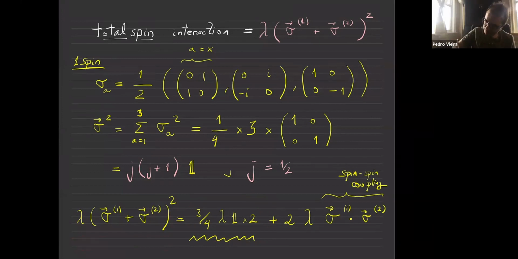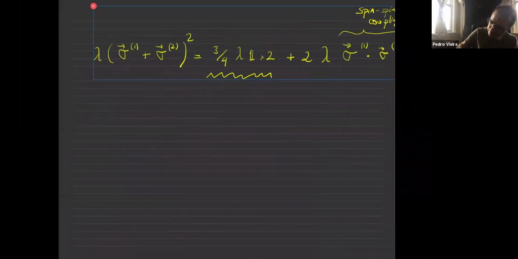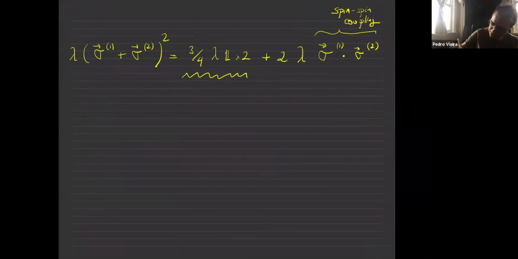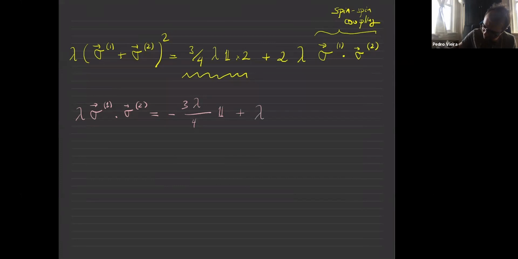And so let's copy this and continue on the next slide. We just learned that lambda times the spin-spin interaction, written in the usual way as the scalar product between the two spins, spin at site one dot spin at site two, is equal to minus 3 lambda over 4 times the identity plus lambda over 2 times the total spin.